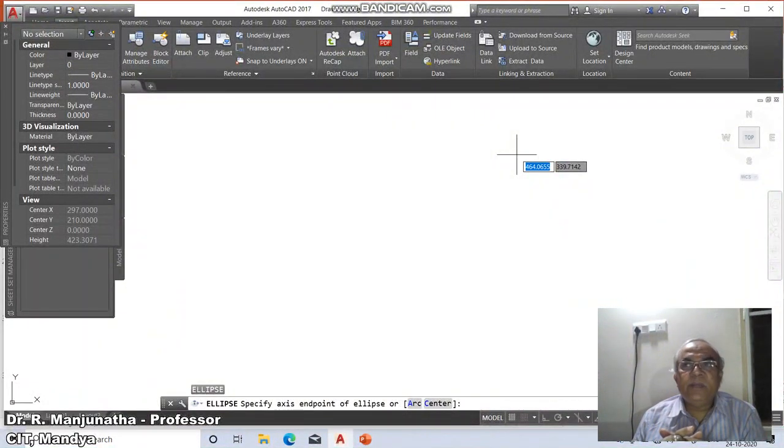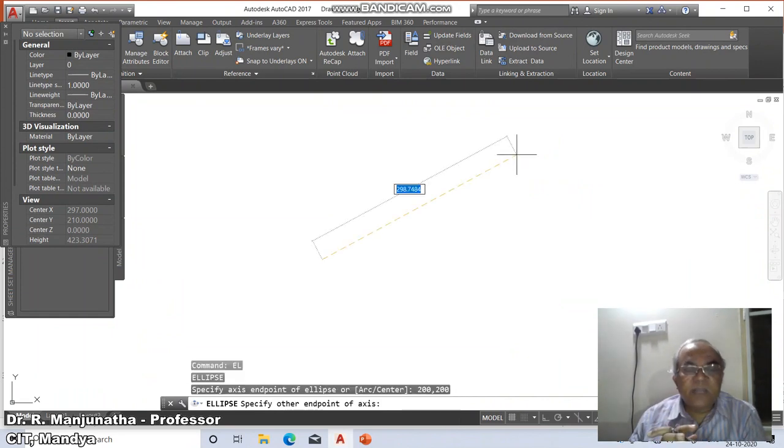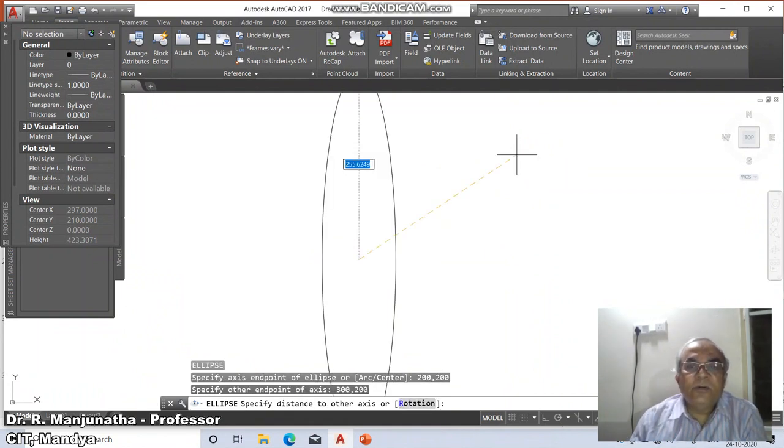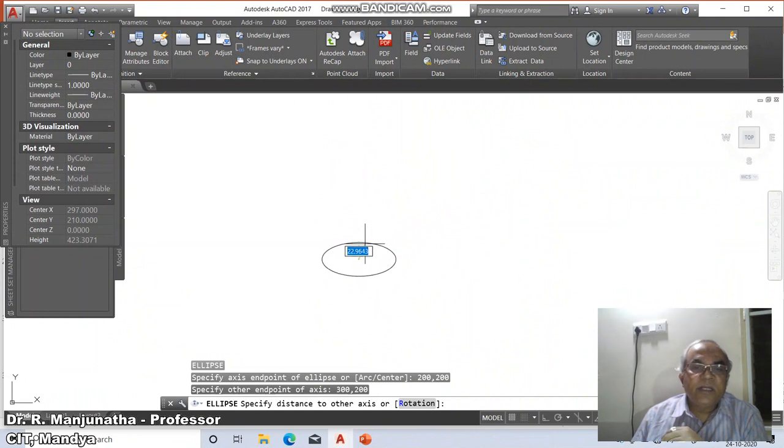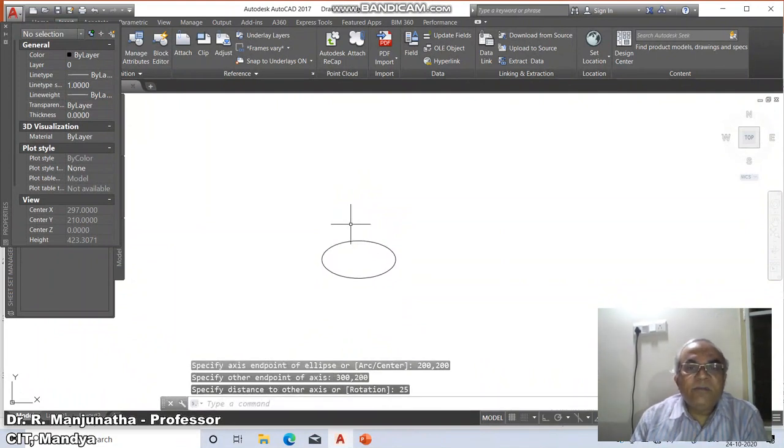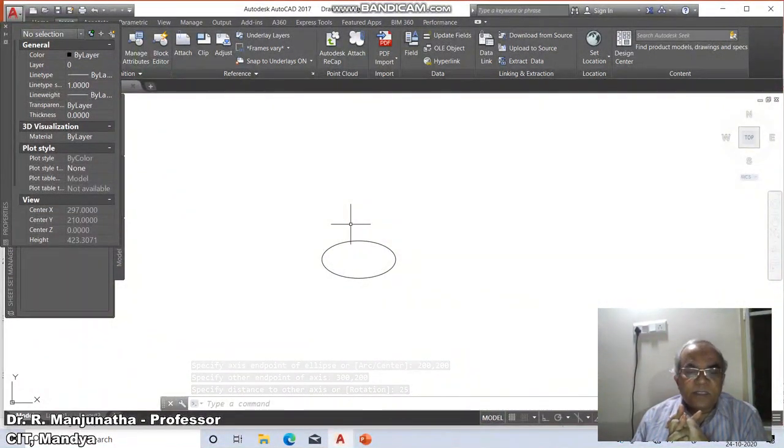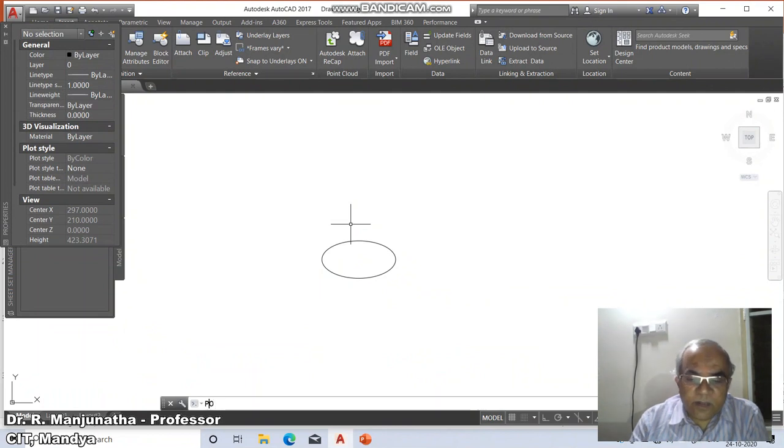Specify axis endpoint of ellipse. We will consider 200, 200. Then specify other endpoint of the axis, which is 300, 200. So the distance is going to become 100 mm. And specify distance to the other axis. As it is from the center, we can see here, as I reduce the distance, it is going to form the ellipse. So I'm going to give the distance to the other axis as 25, and it will draw the ellipse.